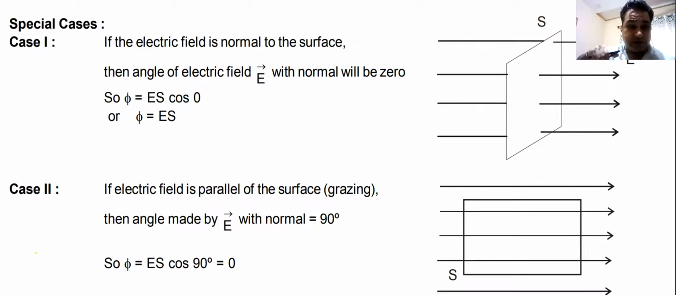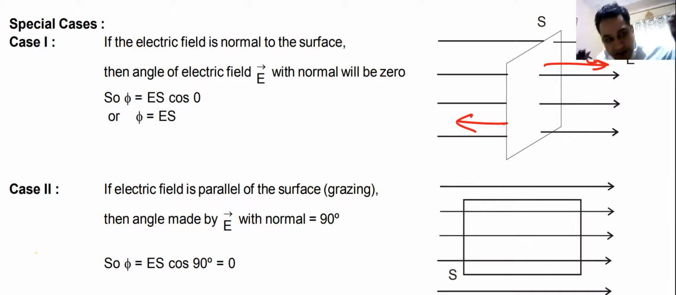For a closed surface, the area vector is always outward perpendicular. For an open surface, it can be inward or outward. So for an open surface, the area vector will always be given to you. If the area vector is like this, then electric fields are going out. If the area vector is like this, then electric fields are coming in. Inward, incoming electric field, inward flux is negative, outward flux is positive.